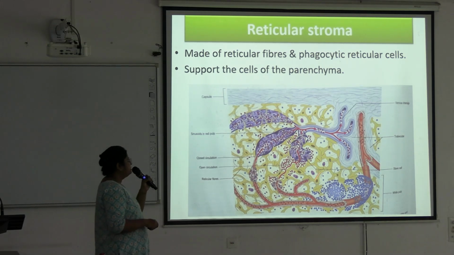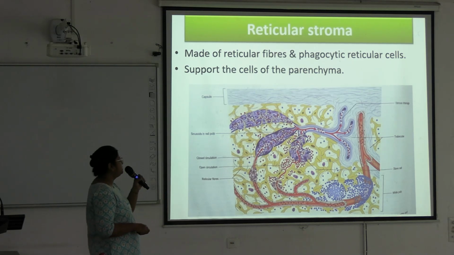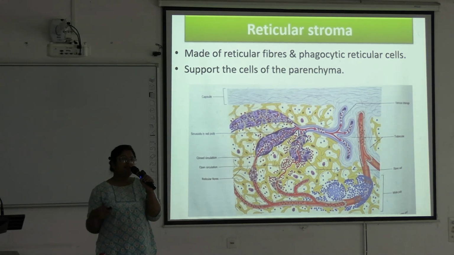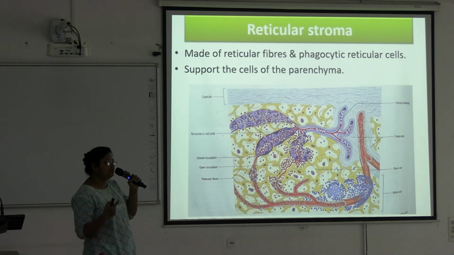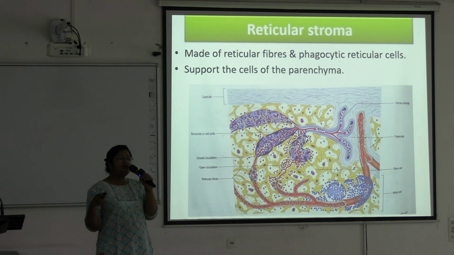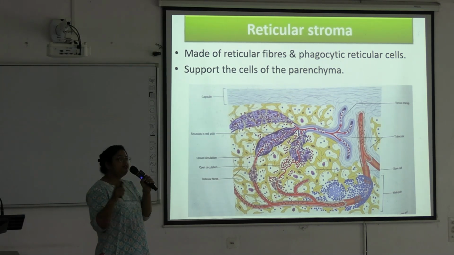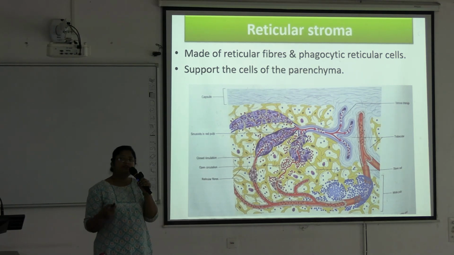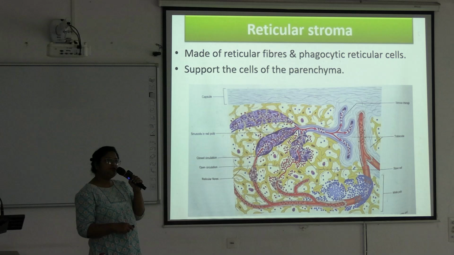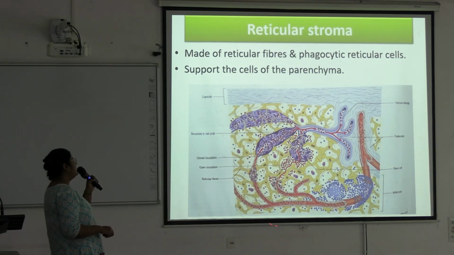And around the central artery, a sheath of lymphocytes forms the white pulp. The lymphocytes are arranged so that in the central area there are T cells, in the middle there are B cells, and at the periphery there are macrophages, antigen presenting cells. The B cells proliferate and form the germinal center. So here one germinal center has been shown.